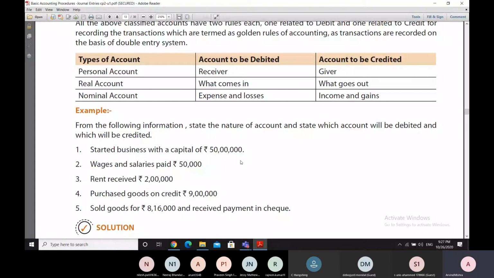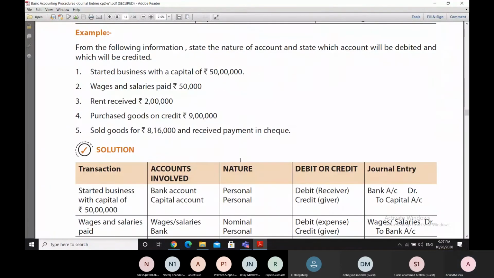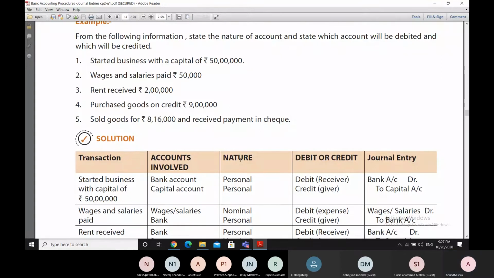Now let's say, for example, that somebody started a business with a capital of 50 lakh. When we say that somebody started a business with a capital of 50 lakh, that means it is a capital account which is being affected here and a bank account which is being affected. So two accounts are being affected. One is the bank account and the other is the capital account.